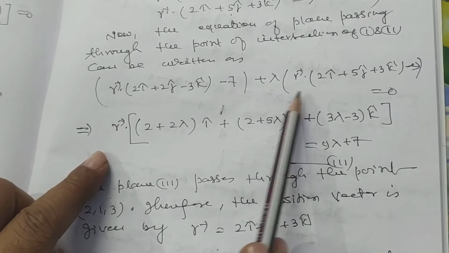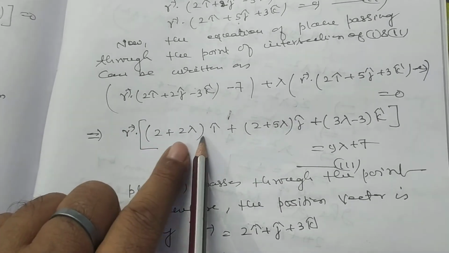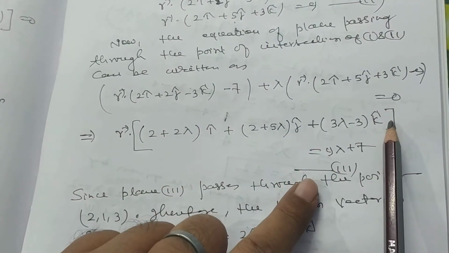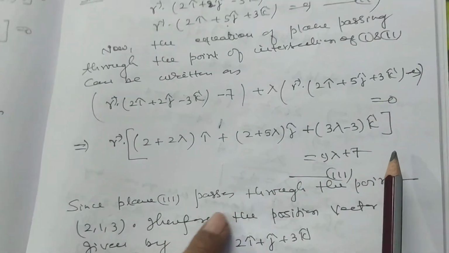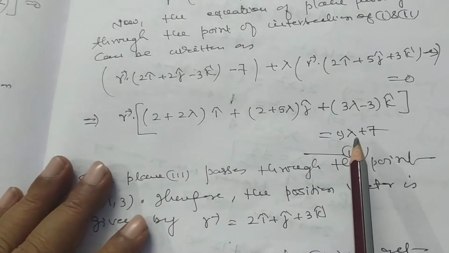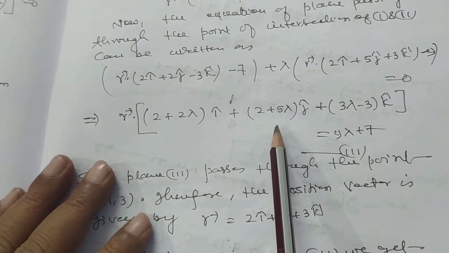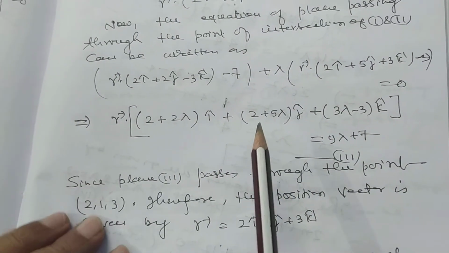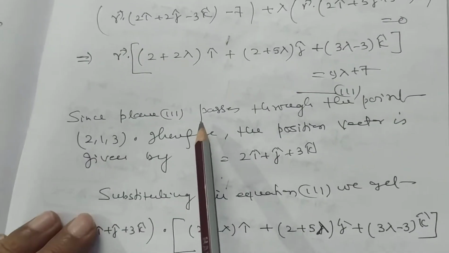And after taking common r, we have (2 + λ)i + (2 + 5λ)j + (3λ − 3)k = 9λ + 7. This is the combined equation made by these two planes, and it represents so many planes by putting different values of lambda. So now the question is, how will you find the value of lambda?